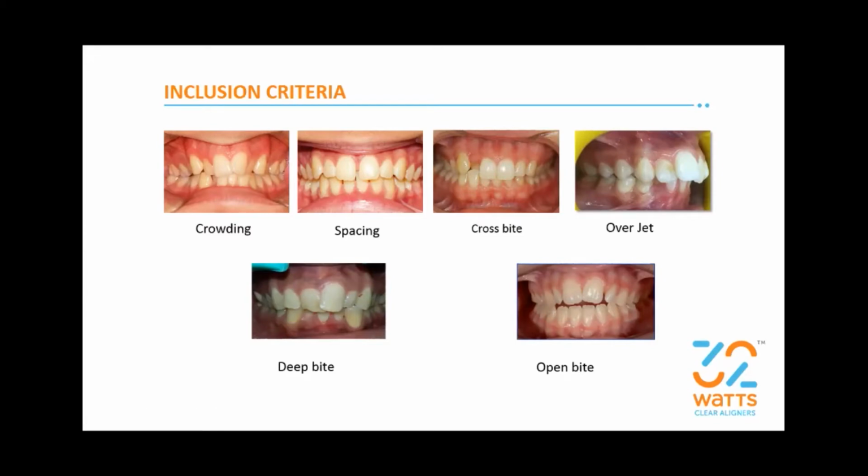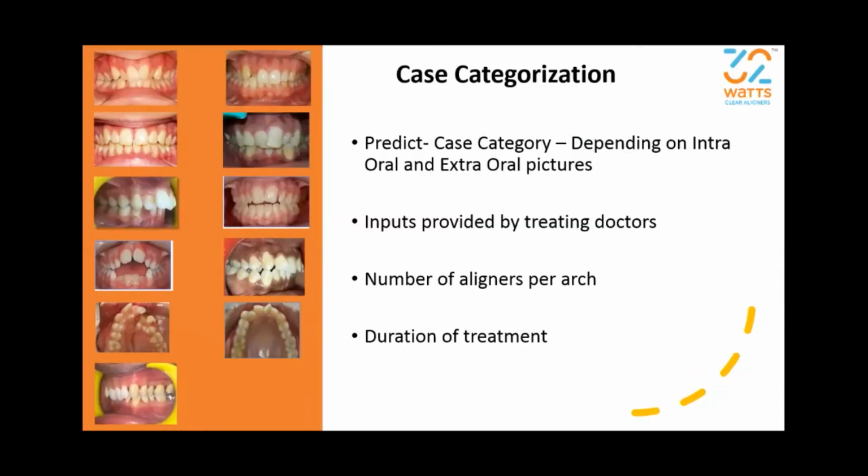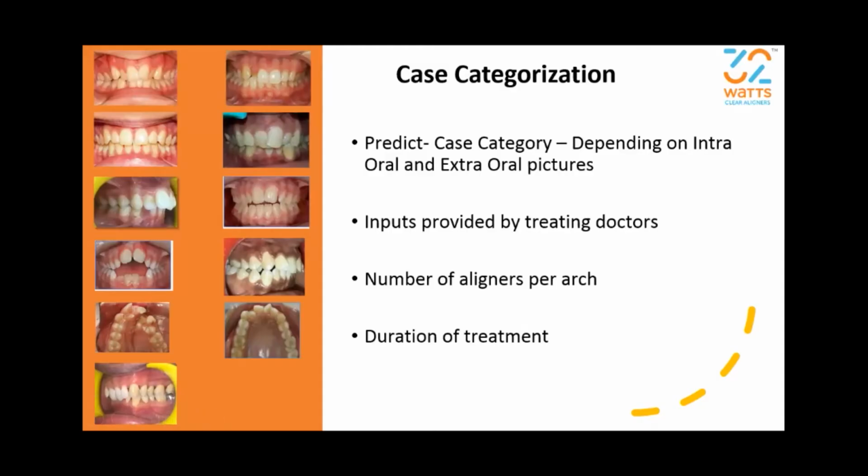Now the next question that would arise in your mind is, how many sets of aligners are required for my case and what is the duration of the treatment? We have categorized the case malocclusion, and once we get the intraoral pictures and the extraoral pictures which you send us through our CRMs, we are going to predict the case category.